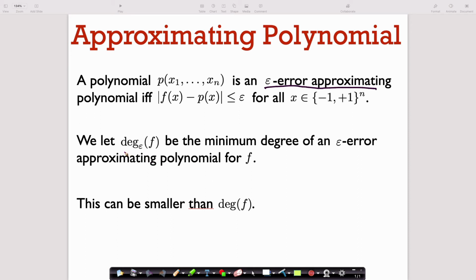Now, the approximate degree of f is the minimum degree of an epsilon error approximating polynomial for f. Okay, and we denote this as degree subscript epsilon. So this can actually be smaller than the degree of f. Okay, so we can see a small example here.